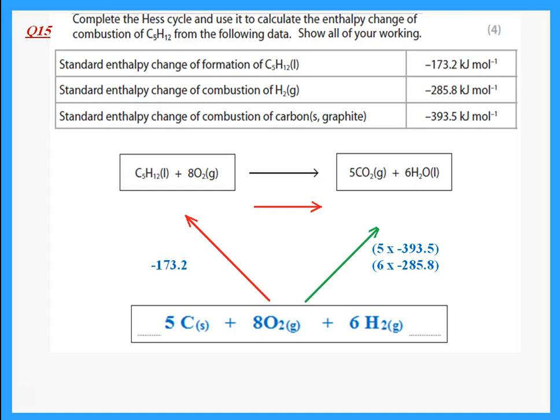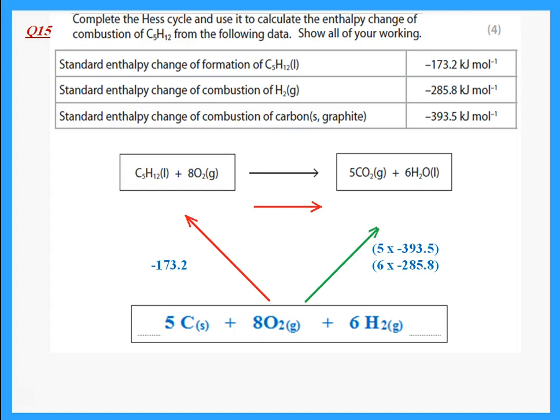To make 5 CO2s and 6 water, that means I have 5 of the minus 393.5, which is the enthalpy change of combustion of carbon, and the enthalpy change of combustion of hydrogen, but we're forming 6 water. That means I'm starting with 6 hydrogen, so you multiply by 6.